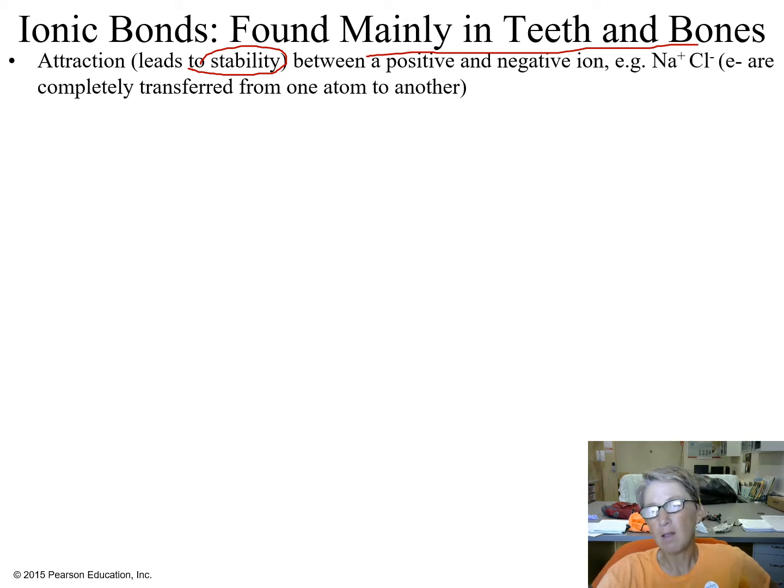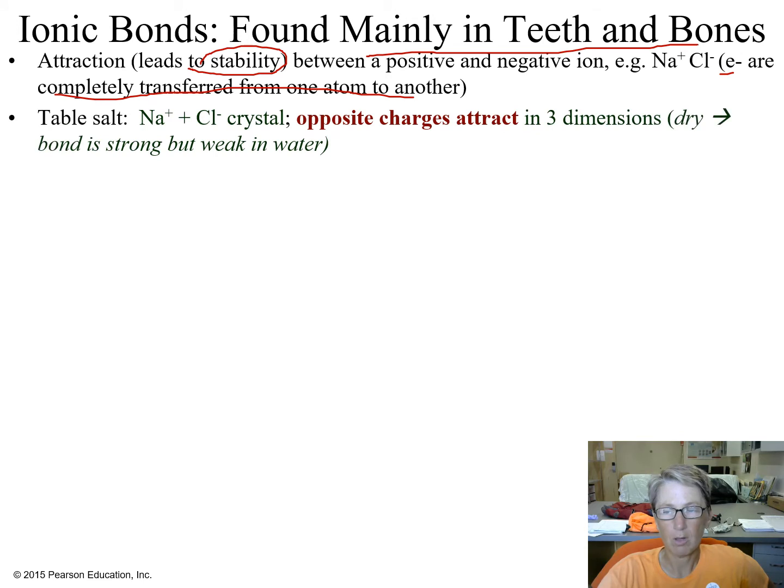In ionic bonds, electrons are completely transferred from one atom to another, and we saw that. Sodium gives up its outer shell electron to chlorine. Chlorine takes that extra electron. So you get a complete transfer of one electron from sodium to chlorine.